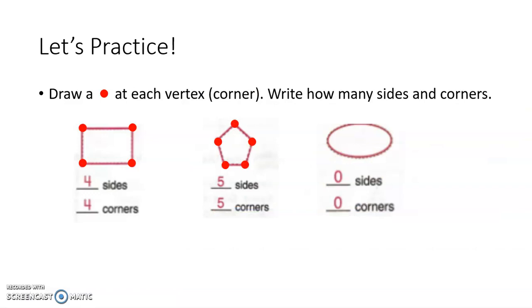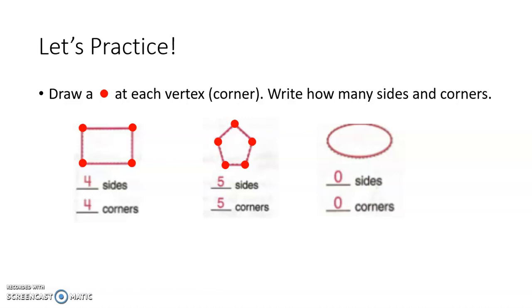So let's practice. I've given you three shapes. We're going to draw a red circle at each vertex, the corner, and we're going to write how many sides and corners. So if we look at this, we see there's a rectangle again. Count your sides, straight lines. 1, 2, 3, 4, 4 sides. Count your corners. 1, 2, 3, 4, 4 corners. Give yourself a silent cheer. Yay! Okay, now let's look at the next shape.